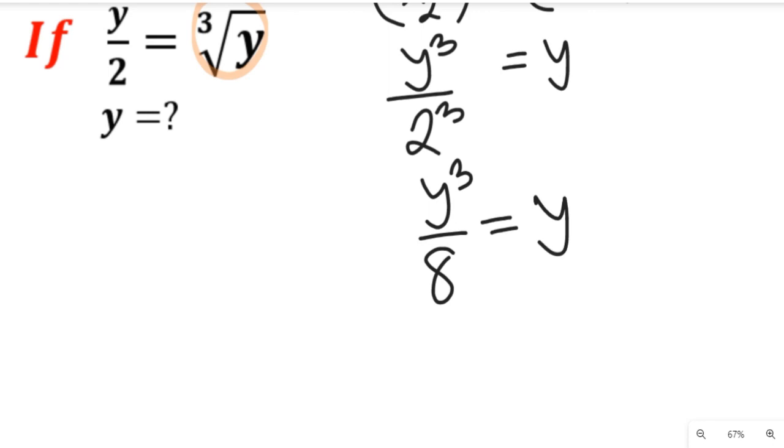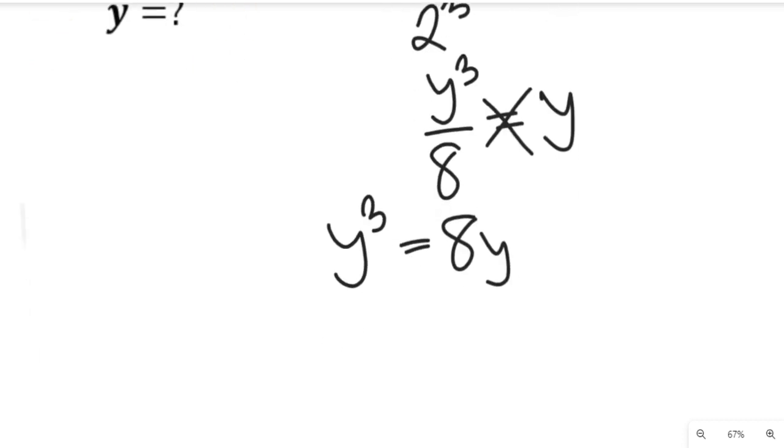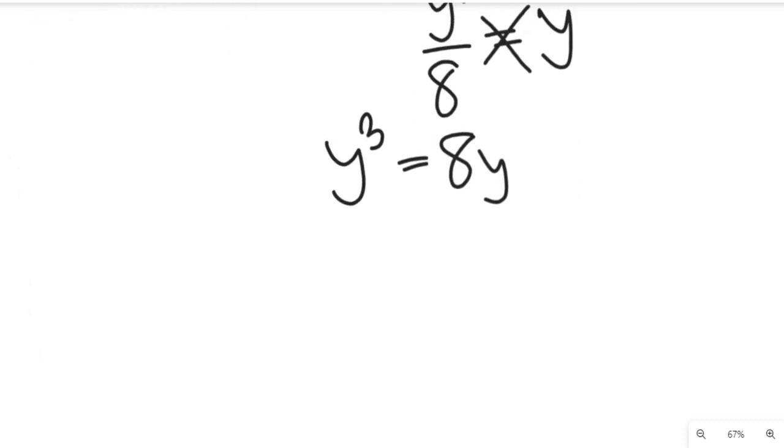Now what we need to do is to cross multiply. And once we cross multiply, we'll have y to the power of 3 equal to 8y. Now you will see that the result to that question is gradually coming out.